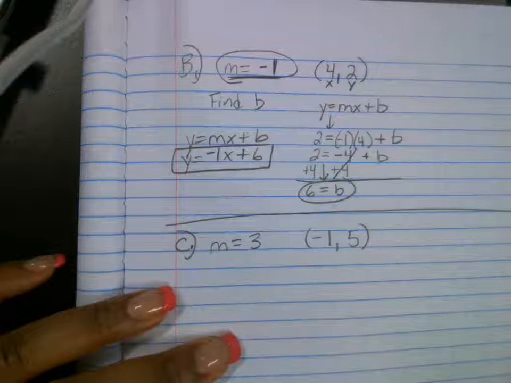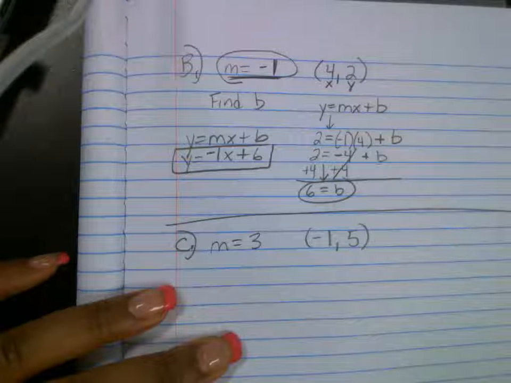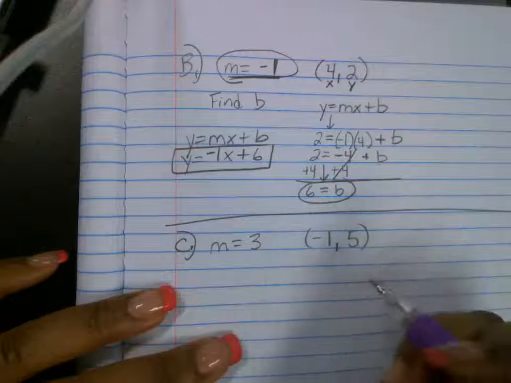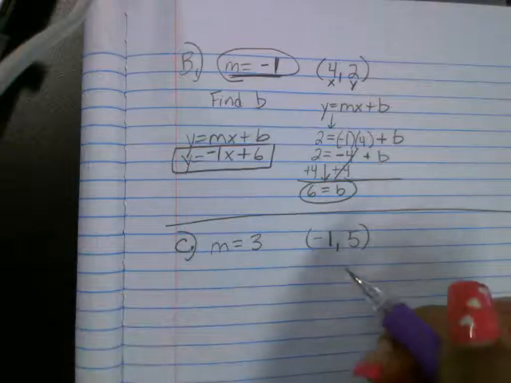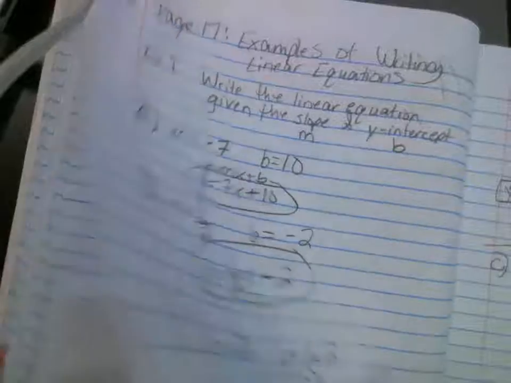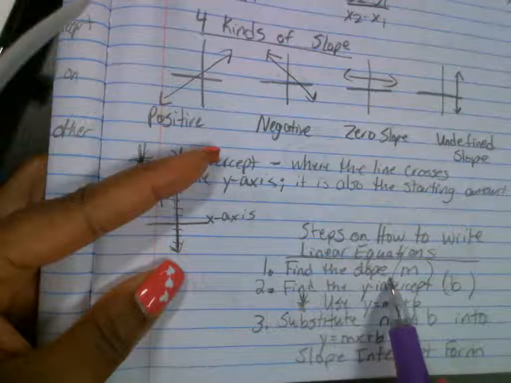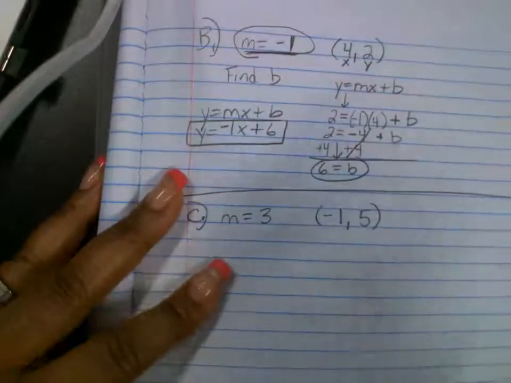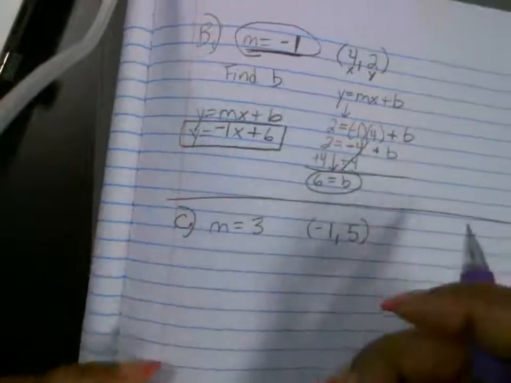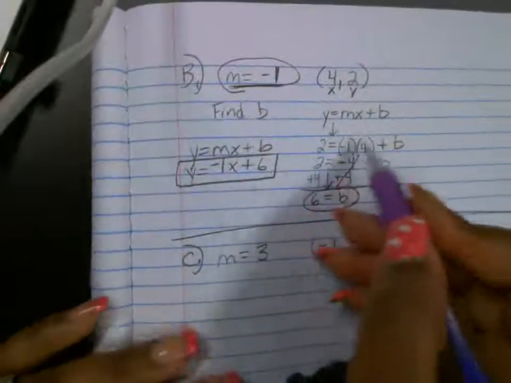What's missing? What do we have to find? What's the first step? We wrote that down yesterday and in the warm-up. The first step is to find the slope. Was the slope given? Yes. Okay. What's the second step? Find the y-intercept. Find B. Doing the same thing we did up here, y'all.